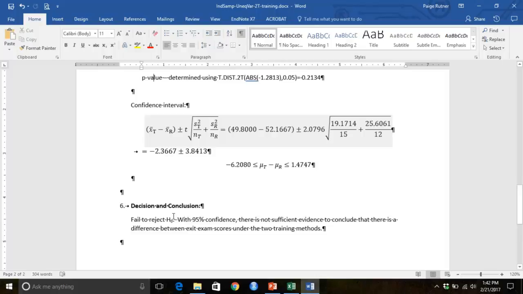Just writing out that decision and that conclusion here, we fail to reject or do not reject the null hypothesis with 95% confidence. Another way I could say that is at the 0.05 level of significance, there is not sufficient evidence to conclude that there is a difference between exit exam scores under the two training methods. All right, so that wraps up independent samples with unequal variances.